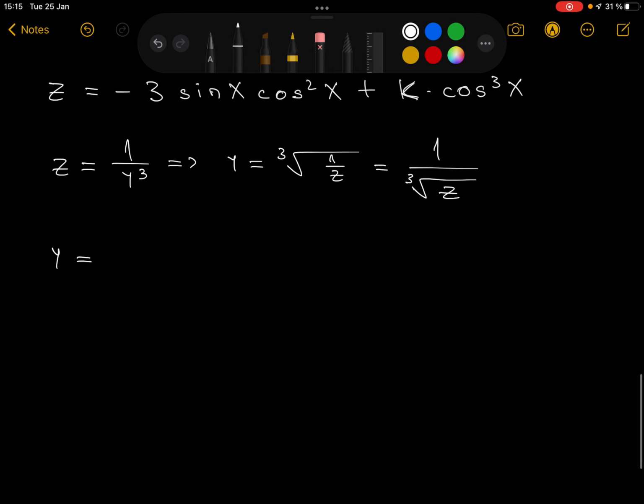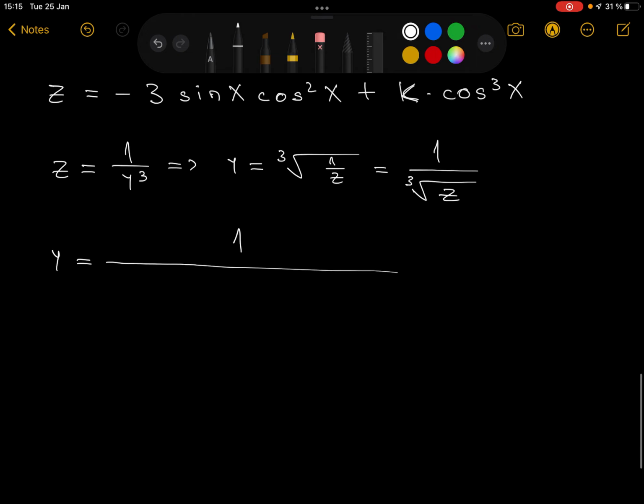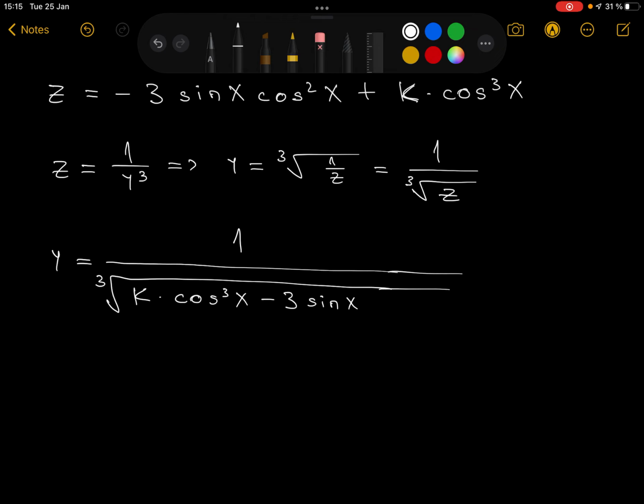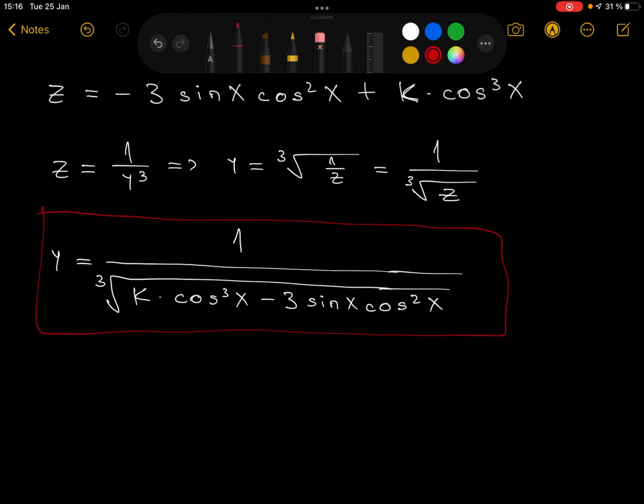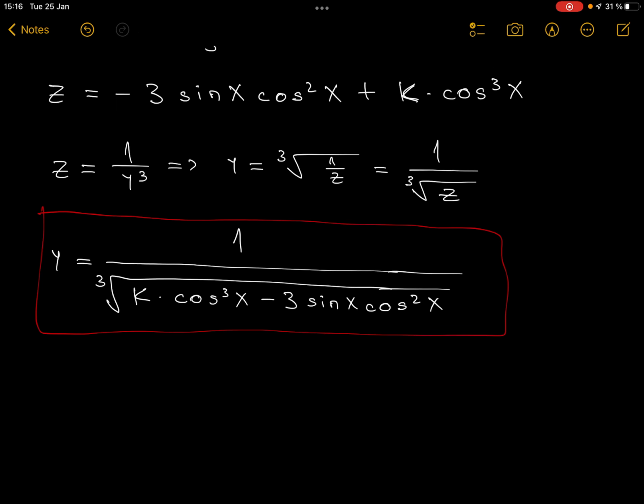So finally we get that y is equal to 1 over the cubic root of k times cosine to the third power of x minus 3 sine x cosine squared x. And this is our final answer, or our function.